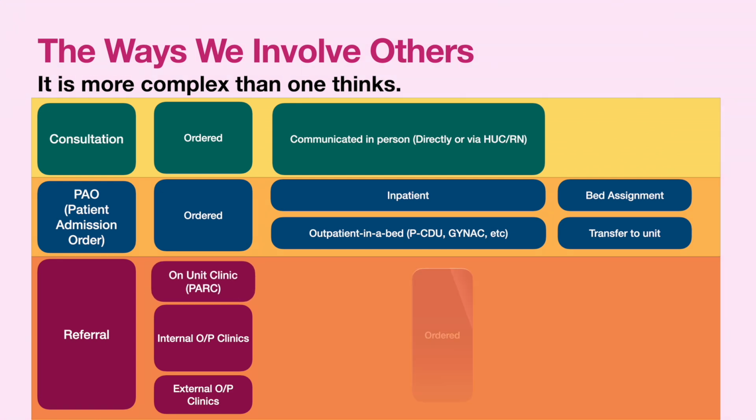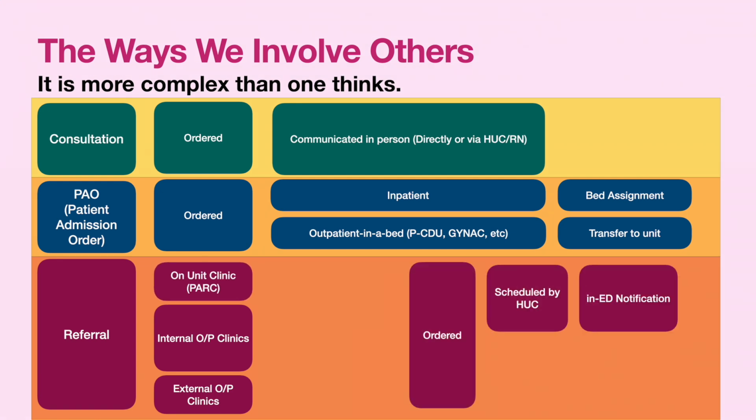If you're doing a PARC, you're going to order it. It's going to be scheduled by the health unit clerk, and then the patient will be informed in the ED of their appointment. Internal clinics, they are of two types. There are ones where we directly schedule. The two big ones are ORHTO and St. Catherine's GIMRAC. Welland GIMRAC is coming online as well. Plastics is coming online as well, so they'll be scheduled before they leave.